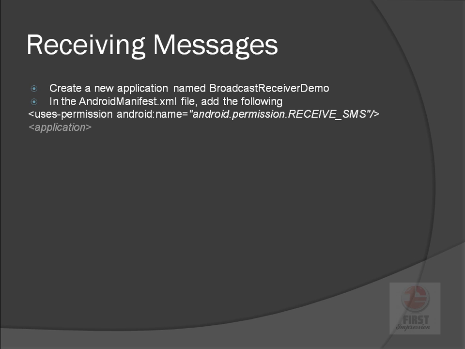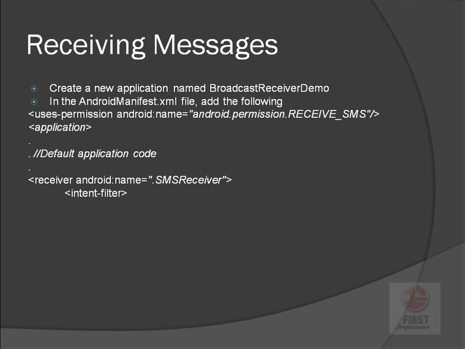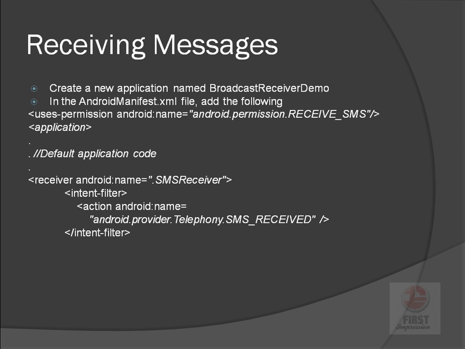Once the permission is added, inside the application tag you'll be having some application code. After the application code is complete, but just before the closing application tag, you have to add a receiver tag. The receiver's name is SmsReceiver. This will be the name of the class that we'll be creating to receive the SMS. We'll have an intent filter because this SmsReceiver can receive all the broadcasts, but out of all the broadcasts, we want to receive just one broadcast with the name android.provider.Telephony.SMS_RECEIVED. The intent filter will be used to filter out the broadcast and give us just the SMS received broadcast.